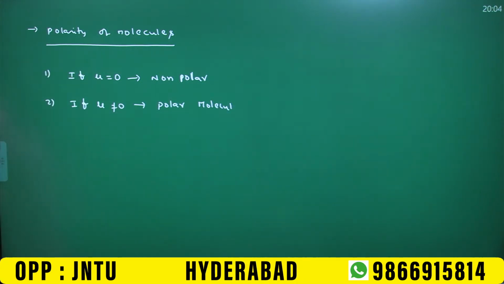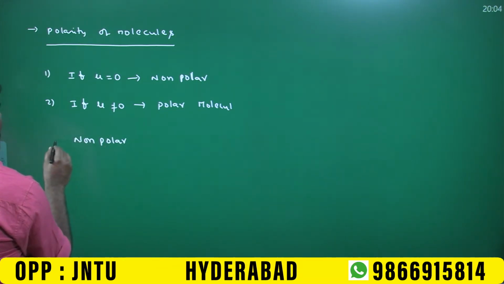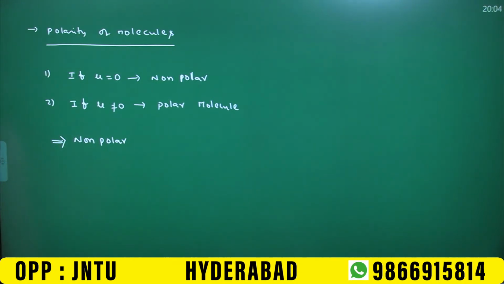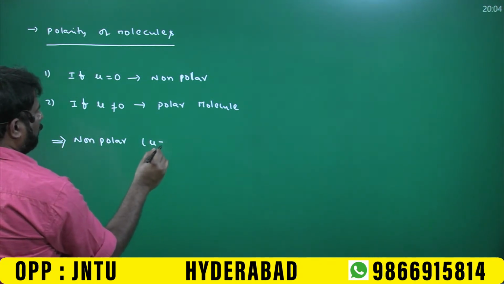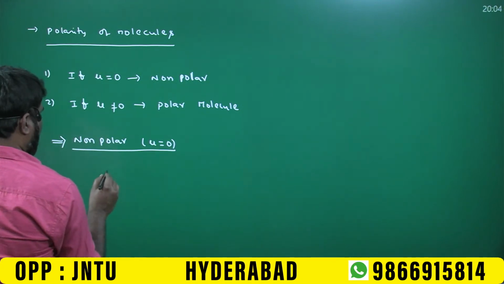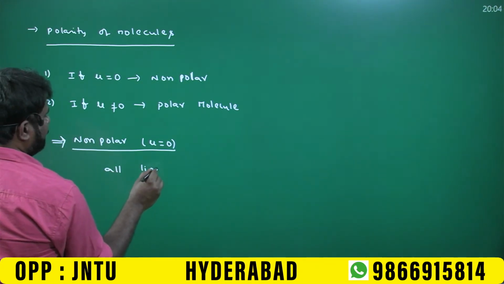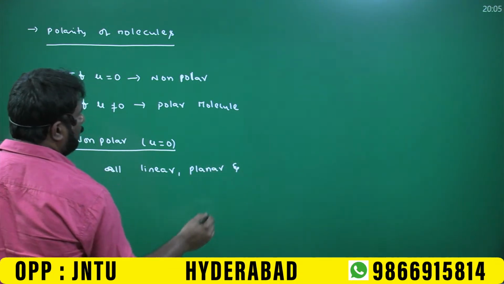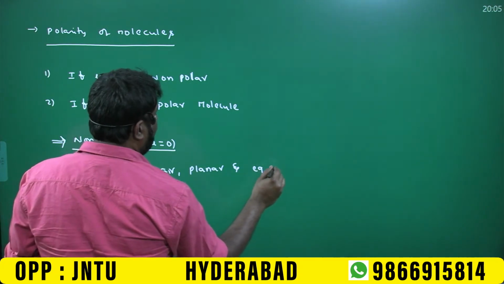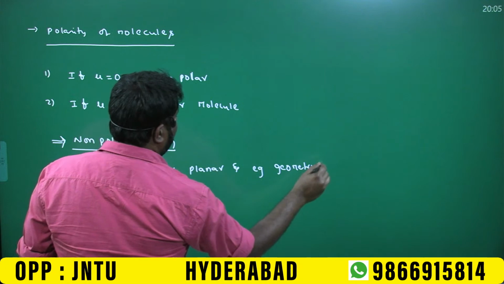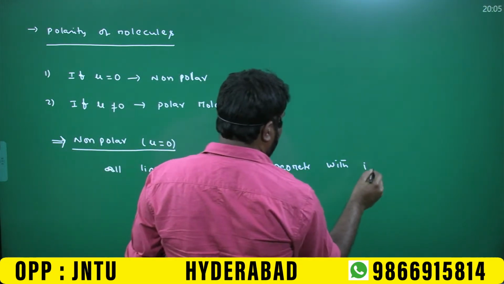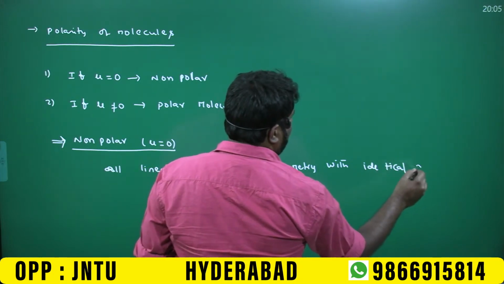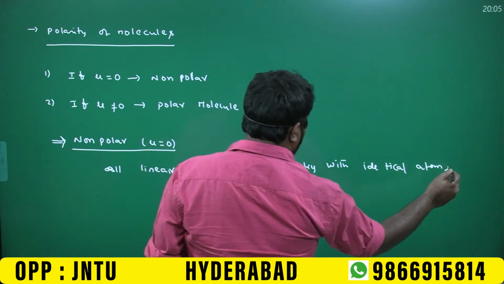What kinds of molecules are polar and what kinds are non-polar? First condition: non-polar molecules are molecules with regular geometry, where mu equals 0. All linear, planar and regular geometry molecules with identical atoms have dipole moment 0.